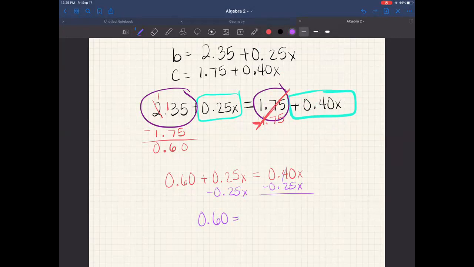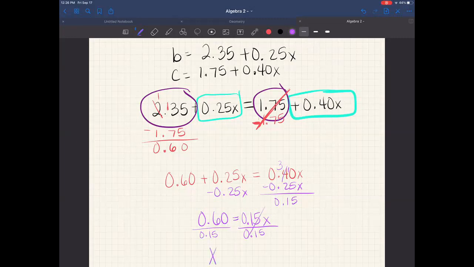So I'm going to go ahead and borrow from my 4. That gives me 10 minus 5, which is 5. 3 minus 2 is 1, and 0. So 0.15. Okay. Now, what's my last step? We should be used to seeing this already. Divide by 0.15 on both sides.